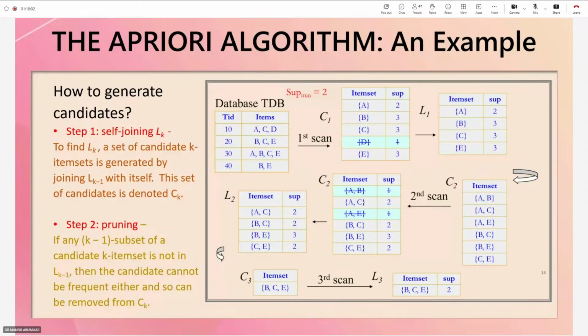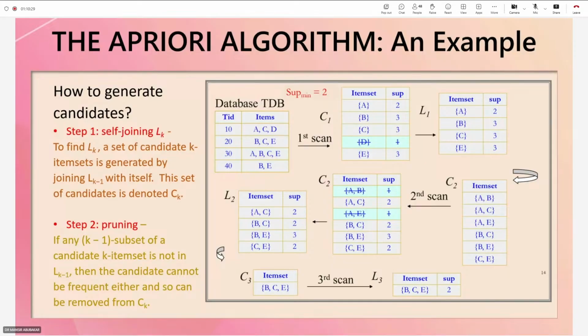So finally, we prune to remove what? Wherever we have less than the minimum support. So A and B is gone, A and E is gone. Then finally, we have our L2 here, the increment that we have Lk plus 1. So now we have AC 2, BC 2, BE 3, and then CE 2.